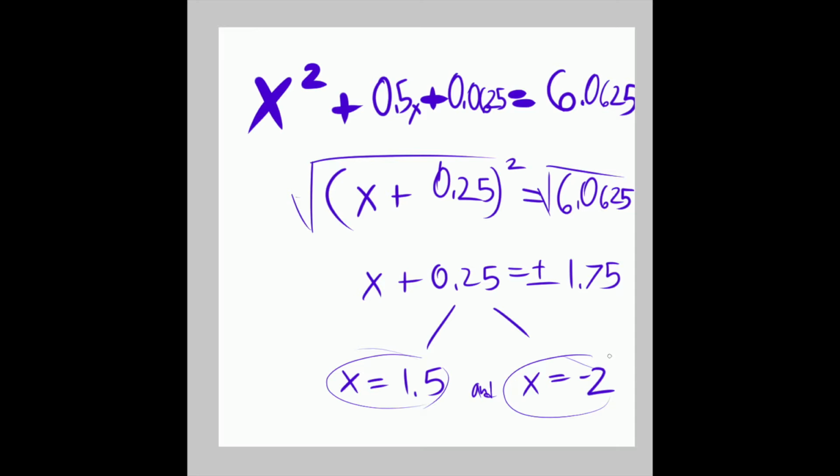So, completing the square is essentially many steps. First, you make a perfect square out of one side of the equation. Then you solve to find the numbers and the solution to the equation.